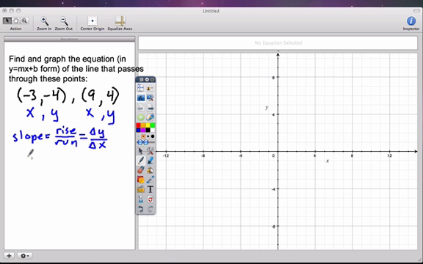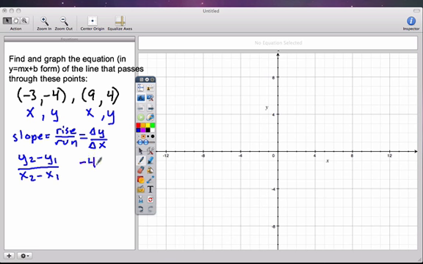Now, the formula we see for this sometimes is y2 minus y1 over x2 minus x1. All that means is we're going to take one of the y's and subtract the other y up top, and down the bottom we're going to take one of the x's and subtract the other x. So in our case it's going to look like this.